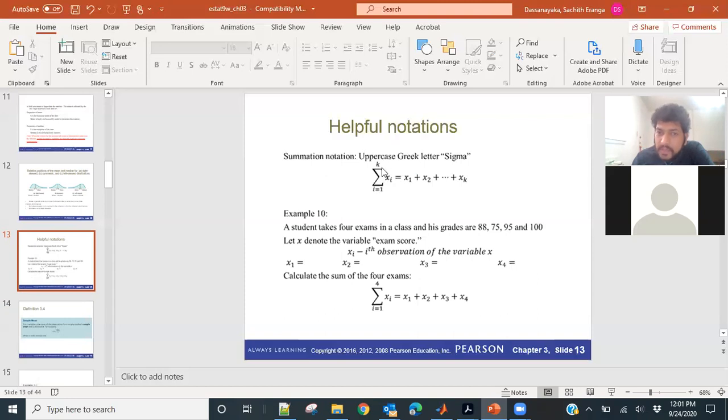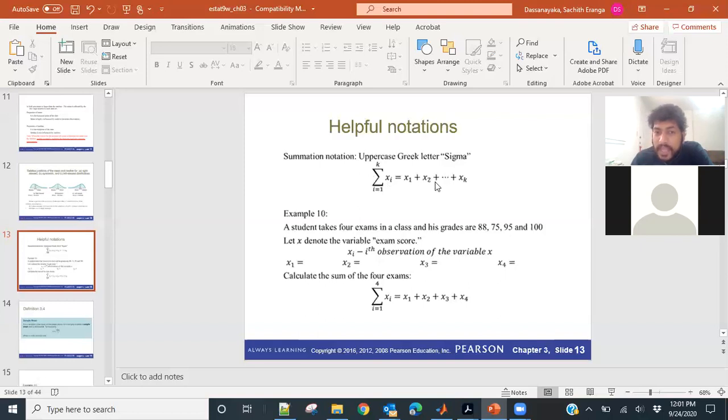Inside this sigma, we mention our variable. Here it is xi. xi means x values, observation values. So i goes from 1 to k, so x1, x2, x3, x4 up to xk.